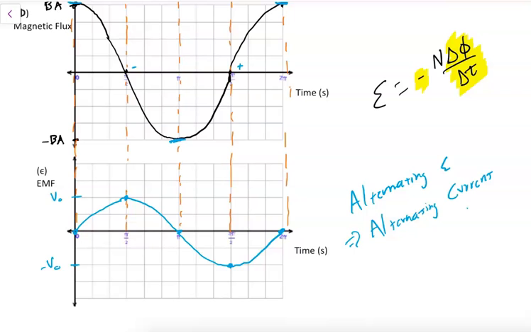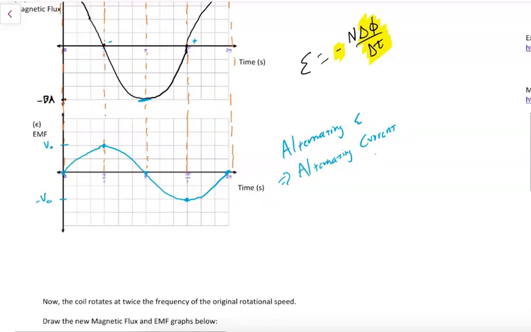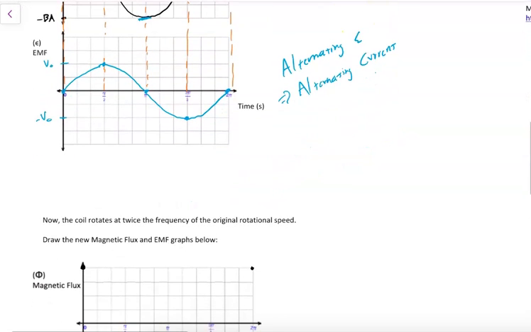How does a generator work? How do we get alternating current, and what does that mean? So as we move forward, let's now assume the coil is rotating at twice the frequency of the original rotational speed.